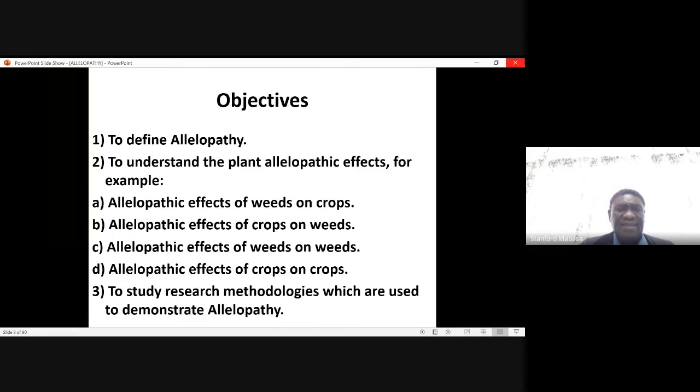Then the third objective is to be able to understand how to study, how to investigate allelopathy. So there are certain research methodologies which we want to look at, which can demonstrate allelopathy.